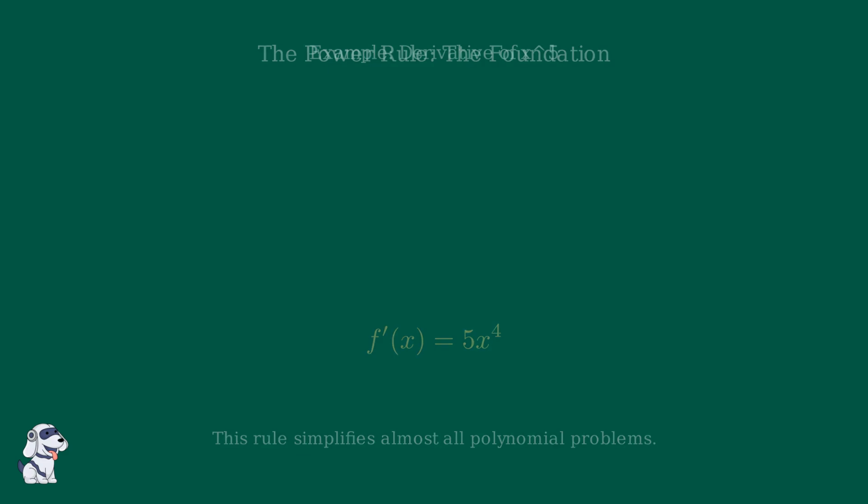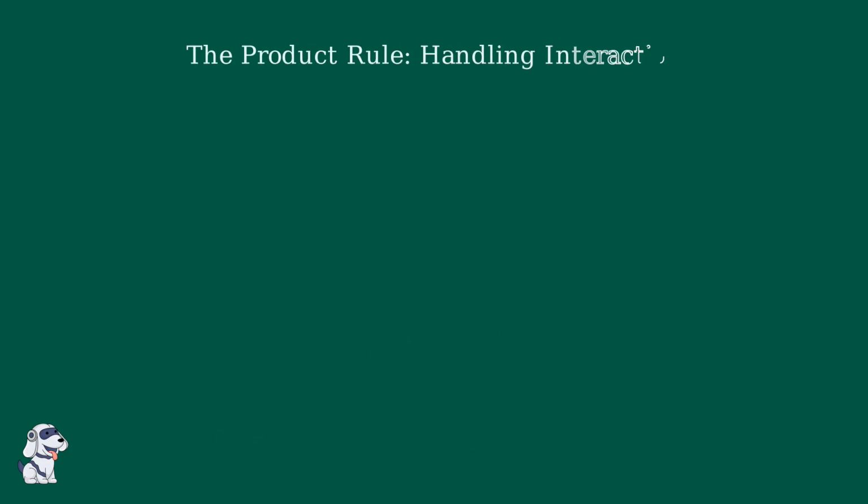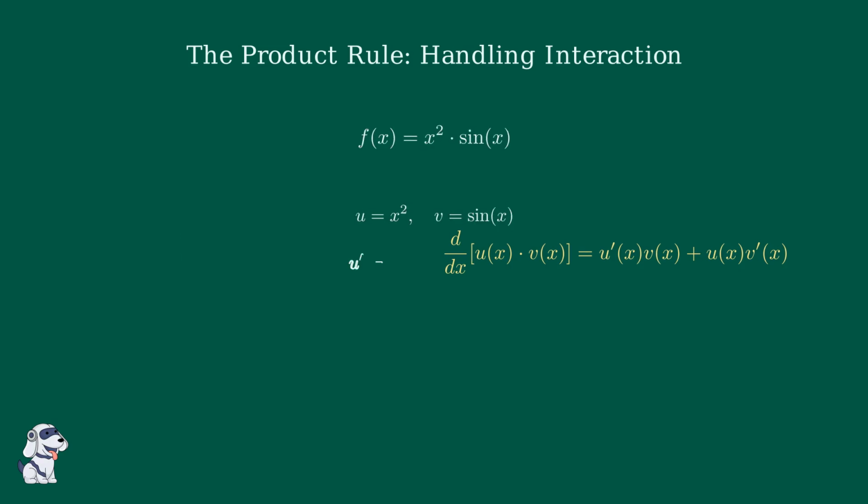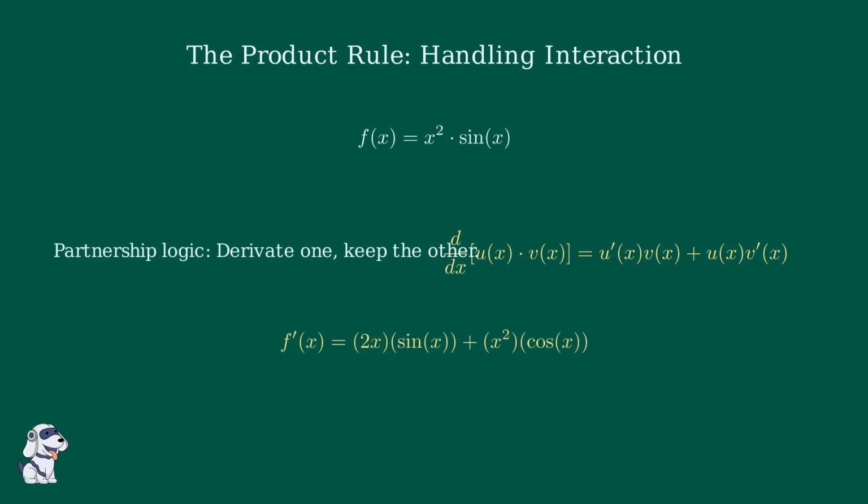The product rule applies when two functions are multiplied together, such as x squared times sine of x. We treat this as a partnership. First, identify your parts, u and v, then find their individual derivatives. In the partnership, derive the first and keep the second, then keep the first and derive the second. Add them together for the result.